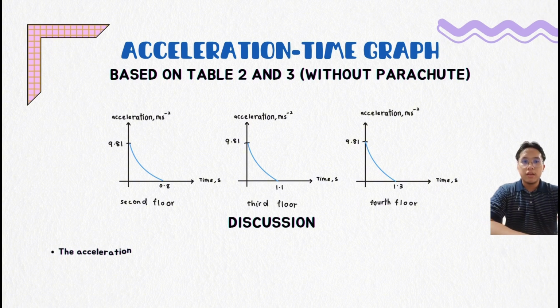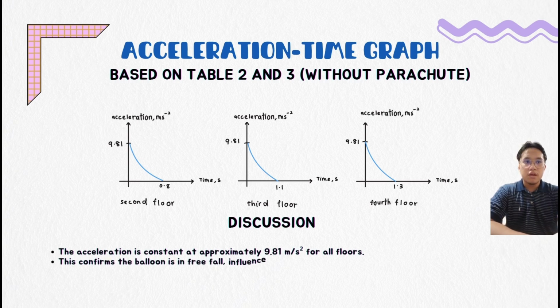Okay, next is the acceleration versus time graph. Without the parachute, our data showed a constant acceleration of approximately 9.81 meters per second squared. This confirmed the balloon was in free fall, influenced almost entirely by gravity.